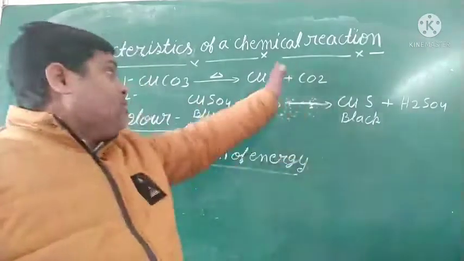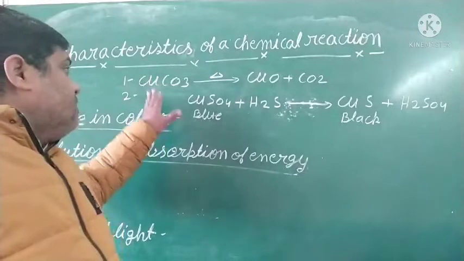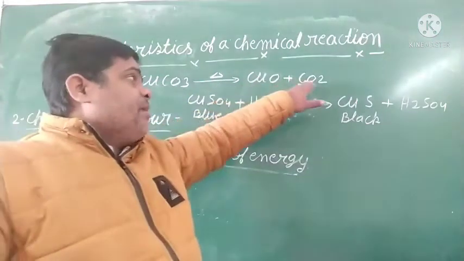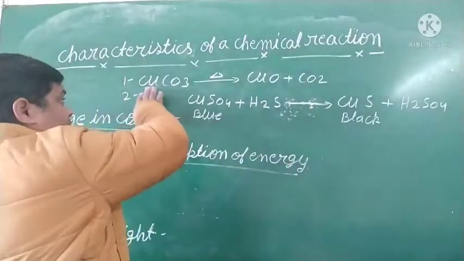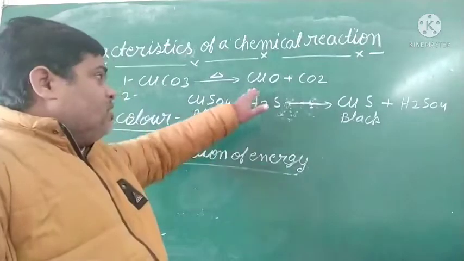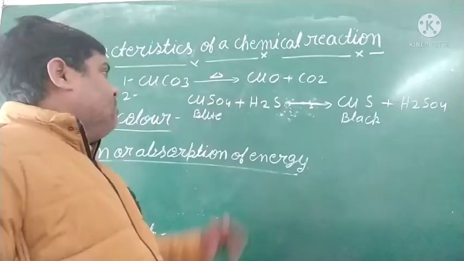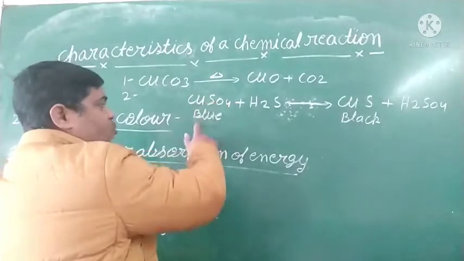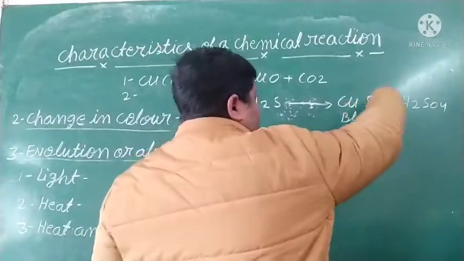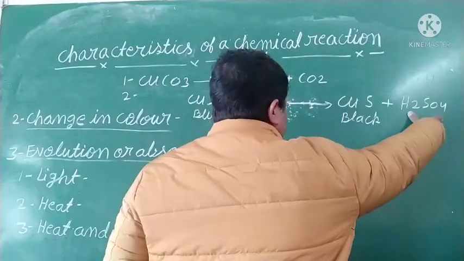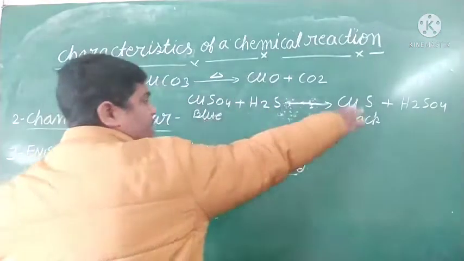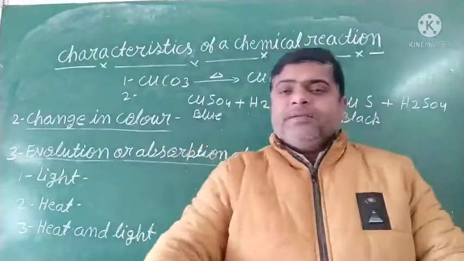So these are two examples of change in color. When copper carbonate is heated, it forms copper oxide and releases carbon dioxide. Student, remember, copper carbonate is pale green in color and copper oxide is black. Clear? And similarly, copper sulfate is blue. When it reacts with hydrogen sulfide, it forms copper sulfide and releases sulfuric acid, H2SO4. So student, copper sulfate is blue and copper sulfide is black.